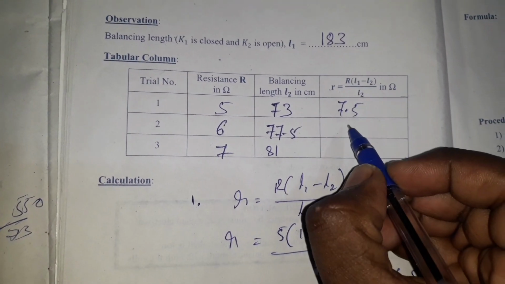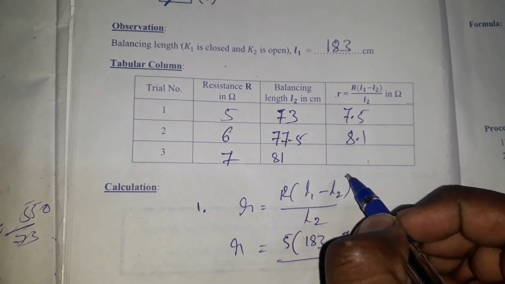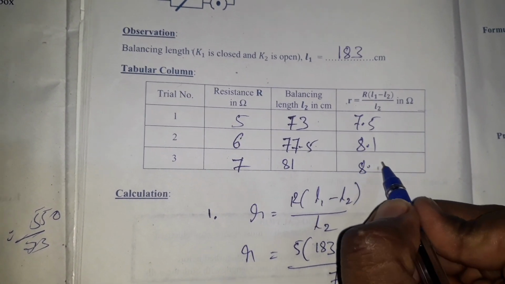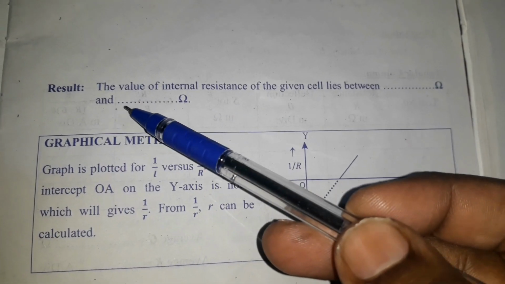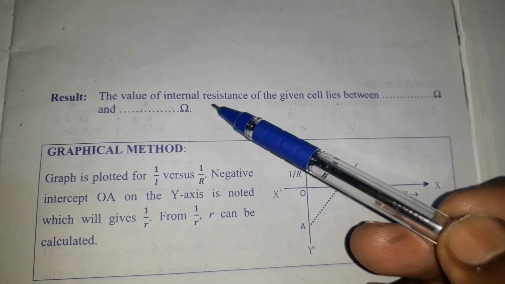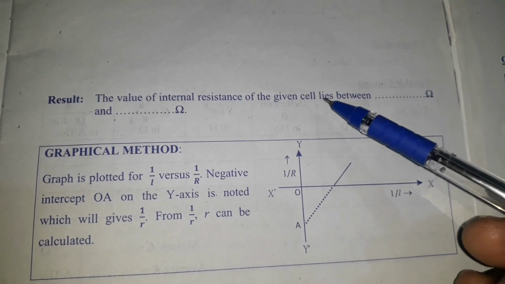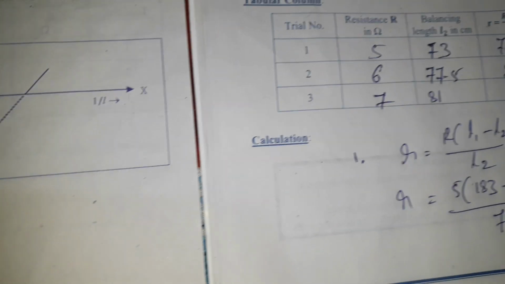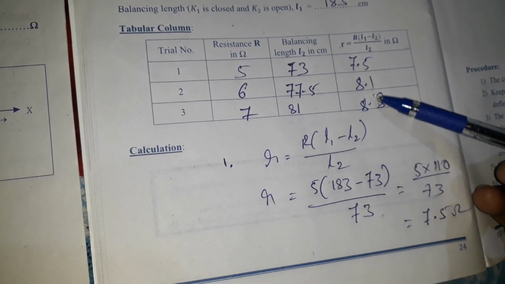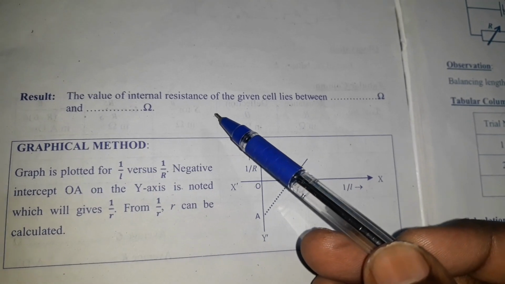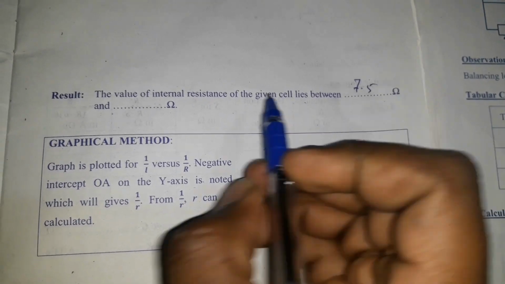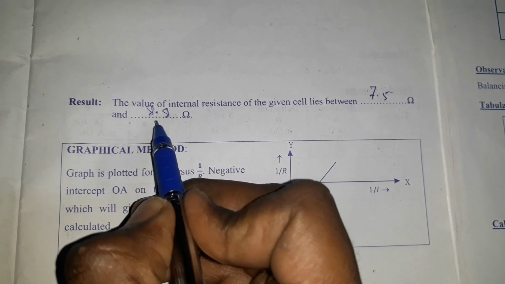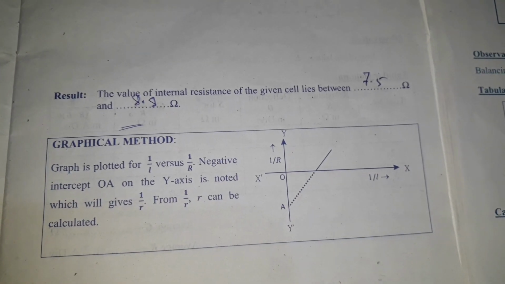Same like that, for the second trial, 8.1. For the third trial, 8.8. Okay, at last, the result: the value of internal resistance of the given cell lies between the least value 7.5 and the highest value 8.8. So the value of internal resistance of the given cell lies between 7.5 ohm to 8.8 ohm. That's all. Thank you.